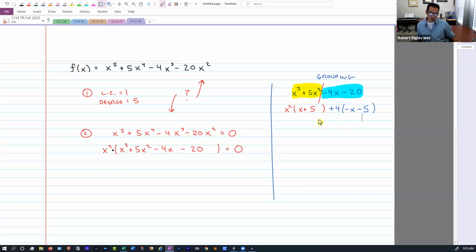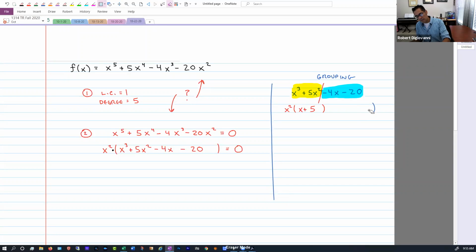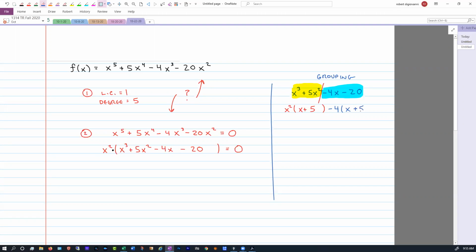And that's not going to work. The reason it's not going to work is because in order for grouping to work, you need this and this to match. So Emily, what could I have pulled out that would have fixed that? A negative 4. A negative 4. That's right. So we pull a negative 4 out. That leaves us with an x and then plus 5. So when you distribute the negative 4 back through here, you would get back these 2.